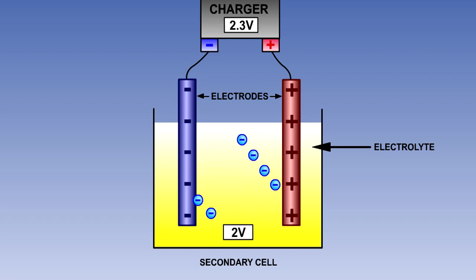This current is forced through the cell by applying a potential slightly greater than the cell potential to the cell in order to reverse the flow of electrons in the cell. In this way, the secondary cell can be discharged and recharged many times.